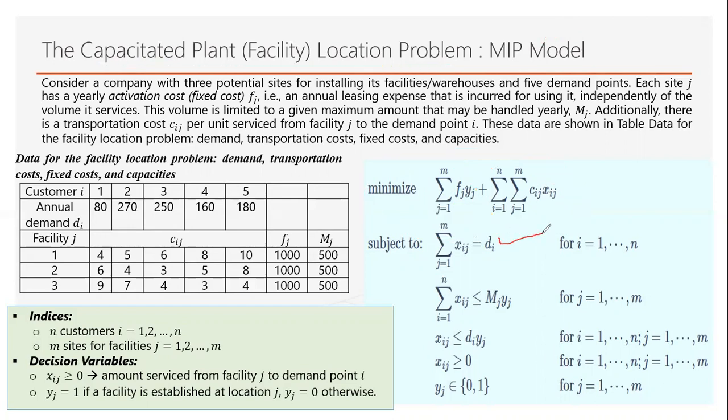One is that we have to meet the demand, right? The total quantity which we are shipping from the jth facility to the ith customer must fulfill the demand of the ith customer. The second one is if we are using the jth facility, then it can send quantity to fulfill demand up to m_j. So m_j is representing the capacity of this particular jth facility.